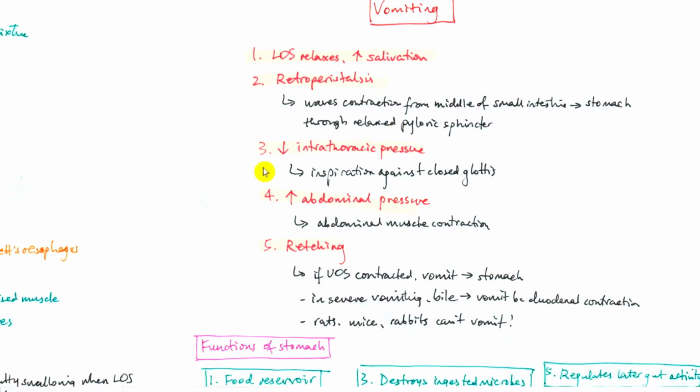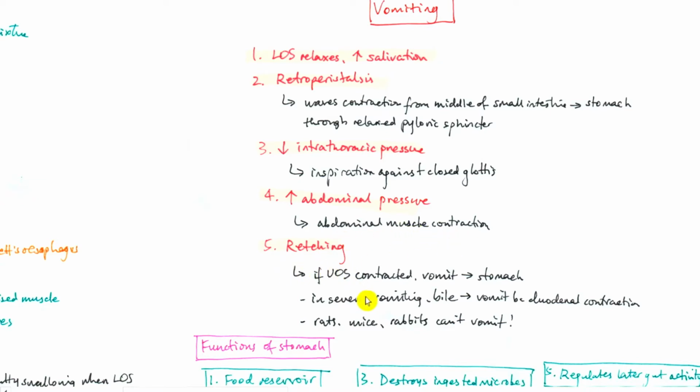Thirdly, there's decreased intrathoracic pressure if you inspire against a closed glottis. So it's like the reverse of the Valsalva maneuver. Number 4, there's increased abdominal pressure. So abdominal muscles contract. And number 5, there's retching.